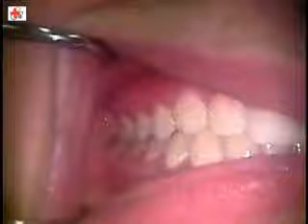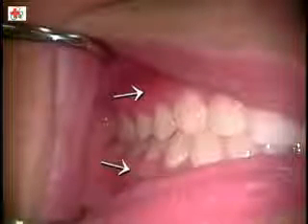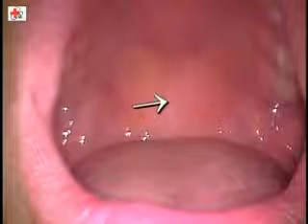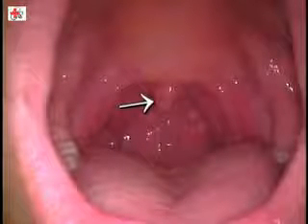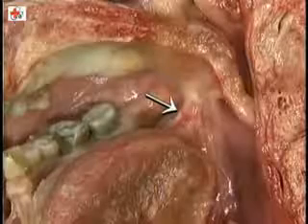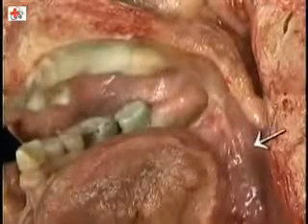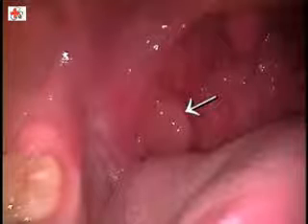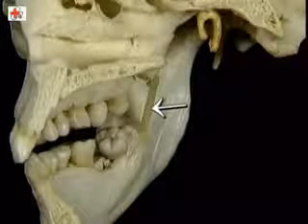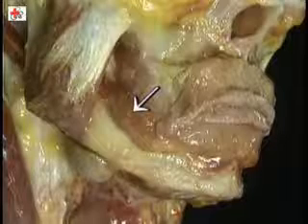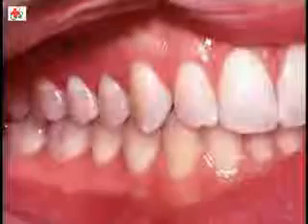Now let's review what we've seen of the oral cavity, the muscles of the cheek and lips, the teeth, the salivary glands, and the pharynx. Here are the gingivae, the hard palate, the soft palate, and the uvula. Here are the palatoglossal arch and the palatopharyngeal arch. Here's the tonsil. Here's the pterygomandibular band, the buccinator muscle, and the orbicularis oris muscle.